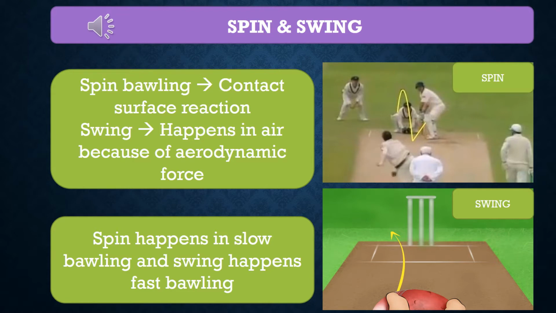Spin bowling involves bowling slow-paced balls which change direction primarily after making contact with the ground. But a swing ball happens in the air because of the aerodynamic force. Spin ball happens in slow velocity bowling while swing ball happens in a fast ball.